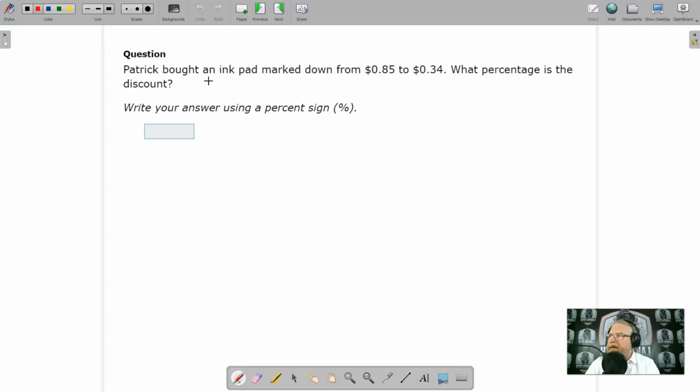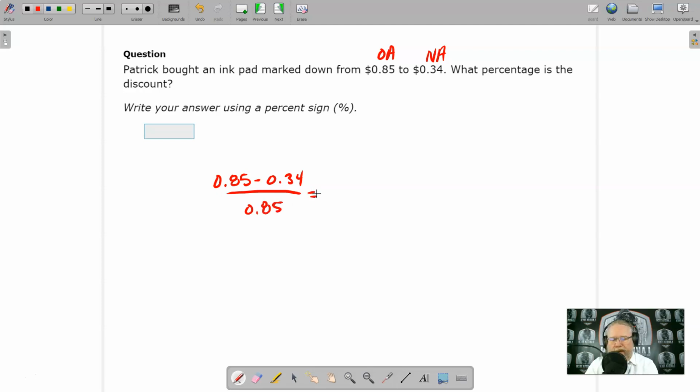On the next one, Patrick bought an ink pad marked down from 85 cents to 34 cents. What percentage is the discount? So the original amount is here, 85 cents. The new amount is 34. We want it to be a positive numerator, so we're going to have to subtract 0.85 minus 0.34. And then we want the denominator to be the original amount, which is 0.85.